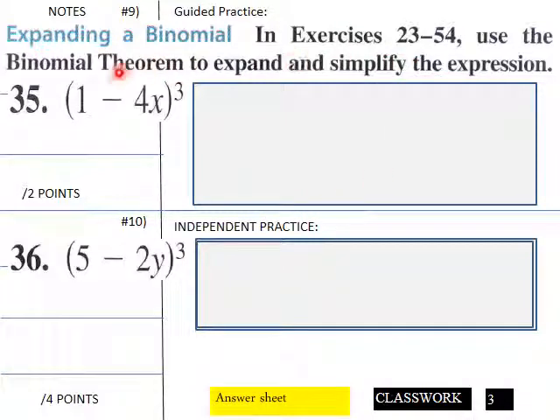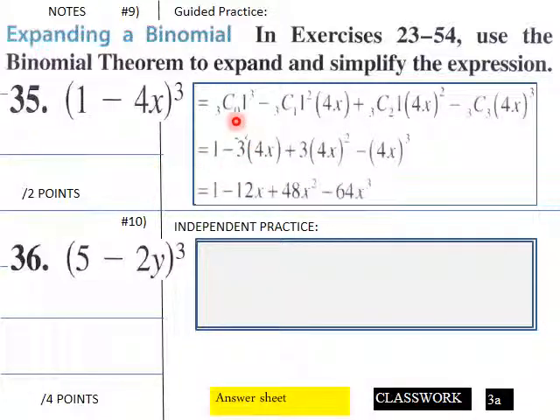Okay, let's try one here. Use the binomial theorem to expand and simplify this expression here, 1 minus 4x cubed. Students, this is yours down here, pay attention. So for this one up here, we have a cube. So for that we have 1, 2, 3, and 4 expansion starting with 0, 1, 2, and 3.